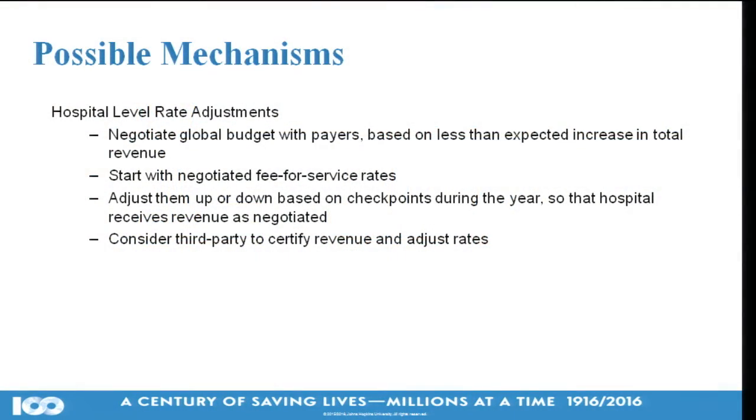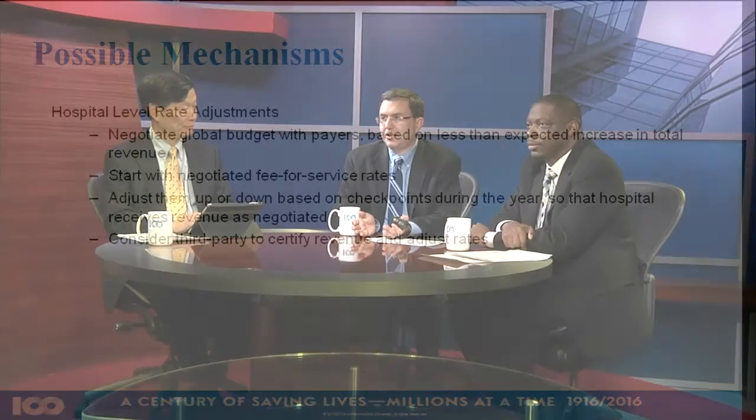So let's talk a little bit more about the mechanisms. There are two that we would highlight. One of them we're calling hospital level rate adjustments. This would basically involve a hospital negotiating a global budget based on some less than expected increase in total revenue. So, look, we're on this 5% a year growth, and you say to the payers, we'll keep it at 4%, but we want that guaranteed. That would be an example. You get that amount of money, and then you start with your negotiated fee-for-service rate. So everything looks basically the same.